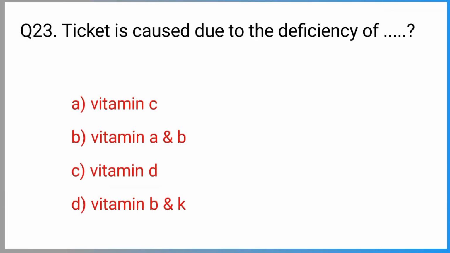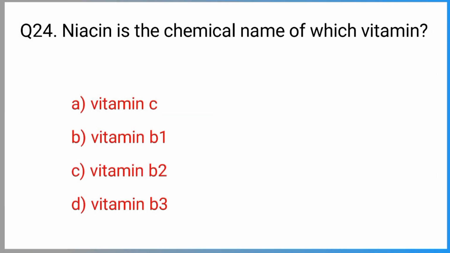Question number 23. Ricket is caused due to the deficiency of. The correct answer of that question is option C, vitamin D. Question number 24. Niacin is the chemical name of which vitamin? The correct answer of that question is option D, vitamin B3.